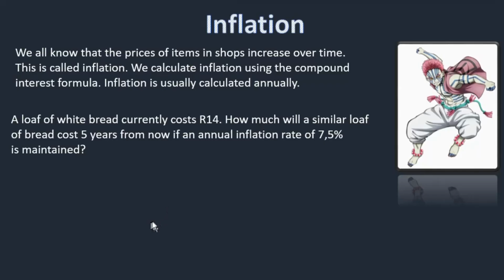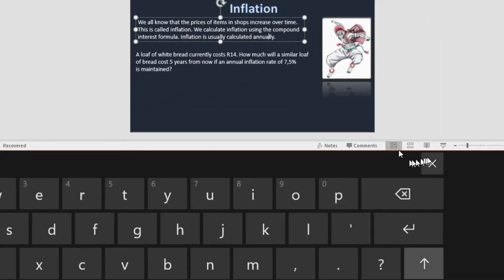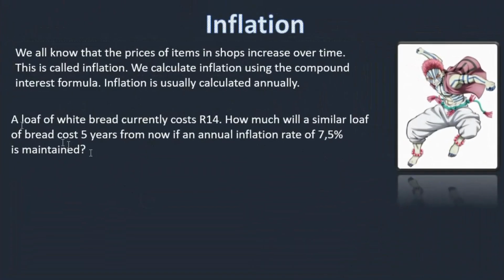So that we call inflation, that things keep on rising in terms of prices. Like how much bread is today, it's different to how it was 10 years ago, and it will be different to how much it will be 10 years from now, right? So whenever we are calculating situations of inflation, bear in mind that inflation always uses the compound interest formula, right? And usually inflation is calculated annually, right?